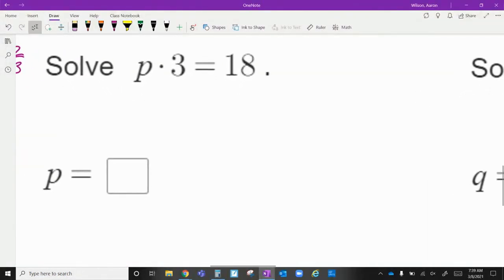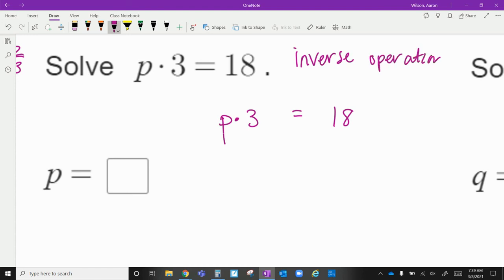On into another one. Notice this one is involving multiplication. P times 3 is supposed to be equal to 18. Remember, we always solve equations by using the inverse operation. I know a lot of you can figure this out in your head, but that is not the goal here. The goal is to use the inverse operation. The inverse operation of multiplication is division. So we are going to divide both sides by 3.